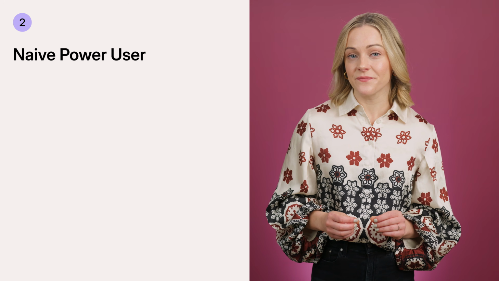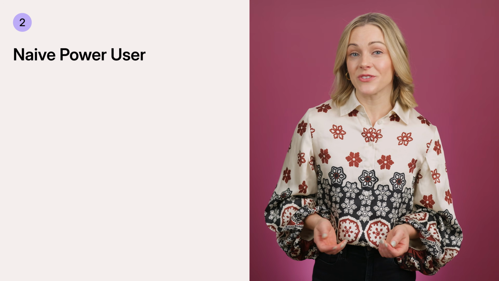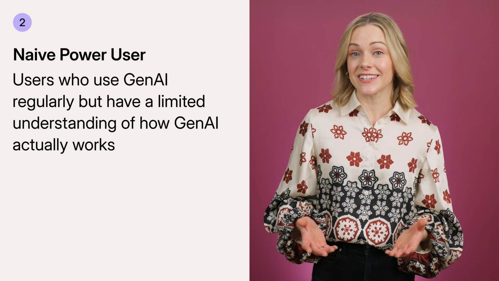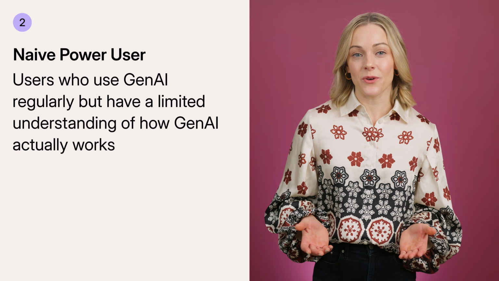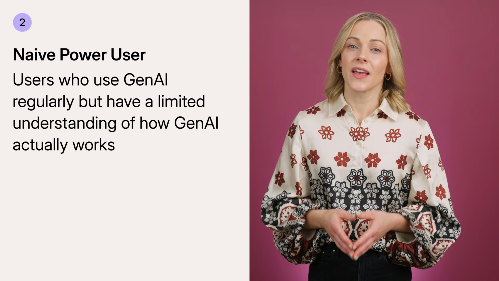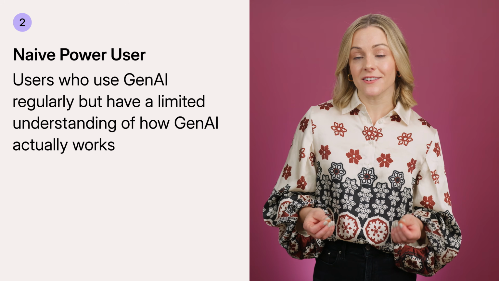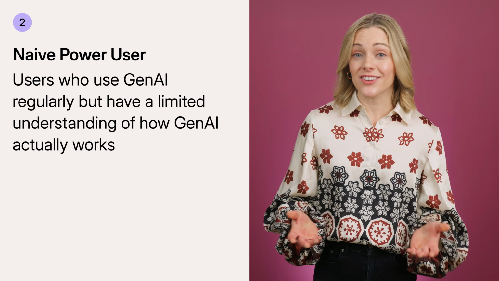Our next type of user is the naive power user. These users seem confident. They use Gen AI regularly. They have mastered writing prompts that get them great results. However, they often have a limited understanding of how Gen AI actually works. They might say that Gen AI feels like magic, but that magic can lead to overtrust. They're less likely to question AI-generated information and more likely to accept it at face value, even when it's inaccurate.